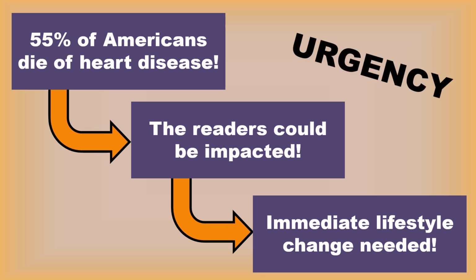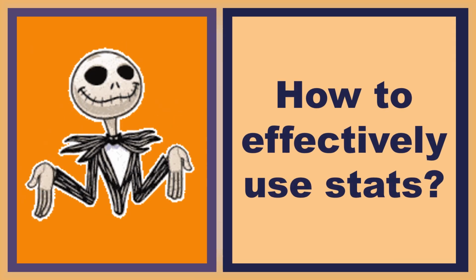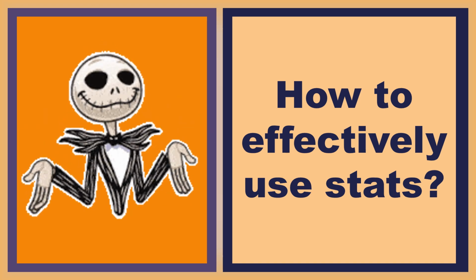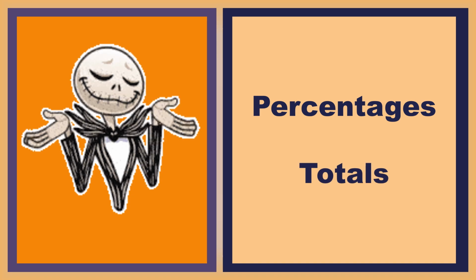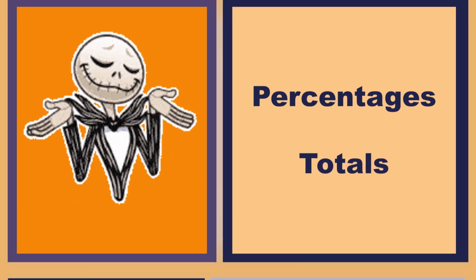Now, when we're using stats, it might be one or any combination of these three factors, but it's ideal to try to hit all three to make it as compelling as possible for your reader. How can we effectively use stats? Well, there are two general frameworks in which they're used, so let's take a look at each of them. First, we have percentages, then we have totals. Let's start with the percentages.